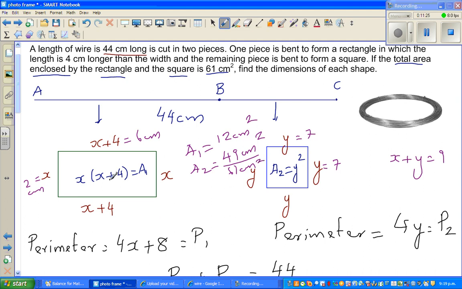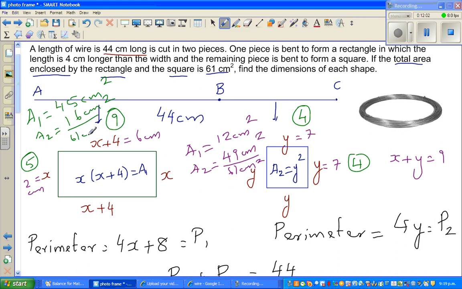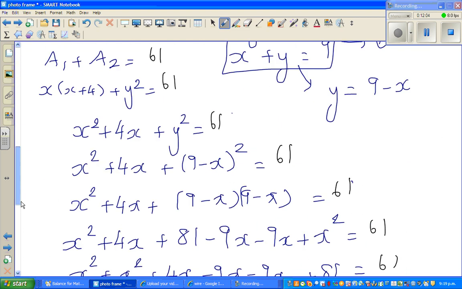So that's fine. So let me use a different color. So let me use a green. So if x is 5, so 5 plus 4 is 9. And if x is 5, y would be 4. So this is 4 and 4. So in that case, what is A1? A1 is 9 times 5 is 45 centimeters squared. And A2 would be 4 times 4 is 16 centimeters squared. That will also give you 61 centimeters squared. Okay, so let me write the answer.